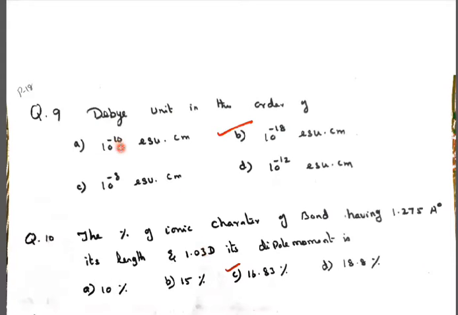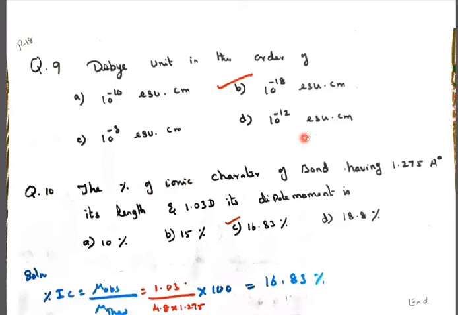Come back to the next topic of chemical bonding. Question number 9. Debye unit is in the order of 10 to the power of minus 10 electrostatic system of unit in coulometer, 10 to the power of minus 18 electrostatic system of unit in coulometer, 10 to the power of minus 8, or 10 to the power of minus 12 electrostatic system of unit in coulometer. So already it is a consistent value: 10 to the power of minus 18 ESU centimeter.